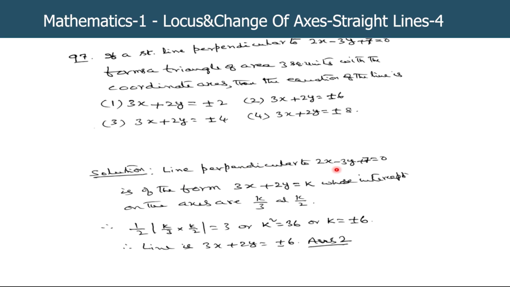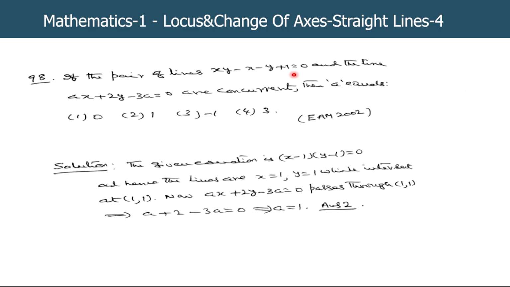A line perpendicular to 2x minus 3y plus 7 equal to 0 is of the form 3x plus 2y is equal to k, and whose intercepts on the axes are k by 3 and k by 2. So, therefore, since the area of the triangle is 3 square units, half of mod k by 3 into k by 2 is equal to 3, or k square is equal to 36, k is equal to plus or minus 6. So, therefore, the required line equation is 3x plus 2y is equal to plus or minus 6. So, correct option is option number 2.